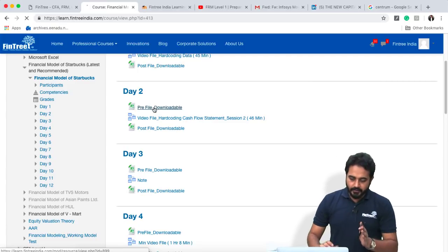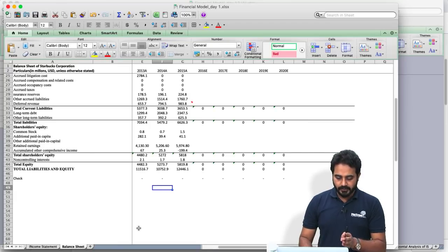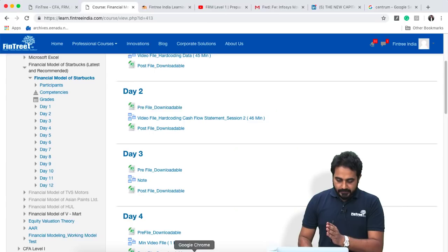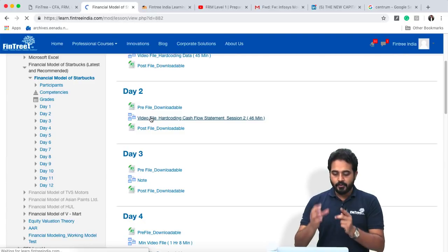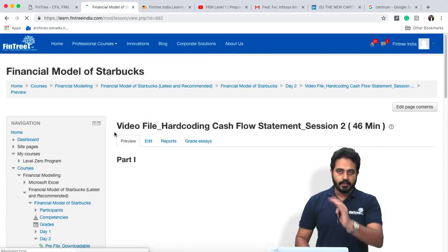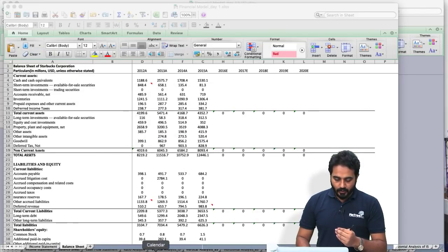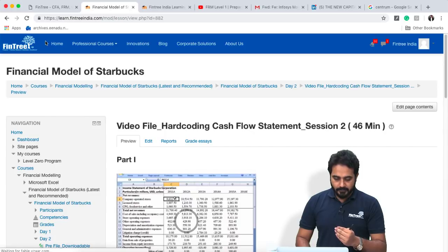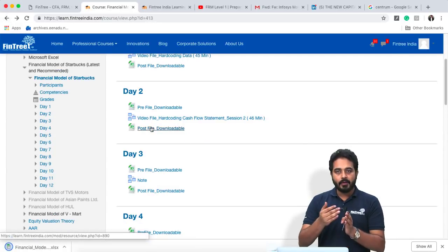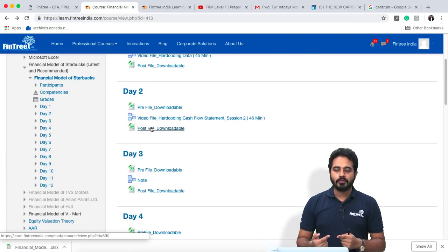So what you're expected to do is click on the pre-file. It opens up your partial financial model where we've reached up to that point. Then you click on the video, and that video will have discussion on what to do next. So you watch the video, and then you do the process, and then you download the post file. You compare your file versus our file, and then you fine tune your mistakes and move on to the next day.